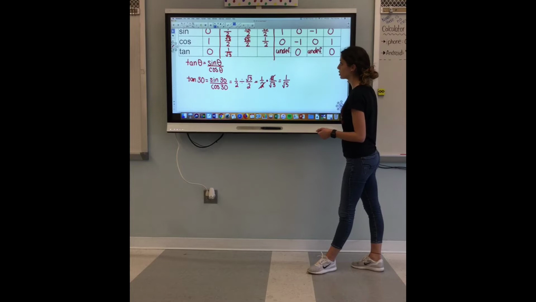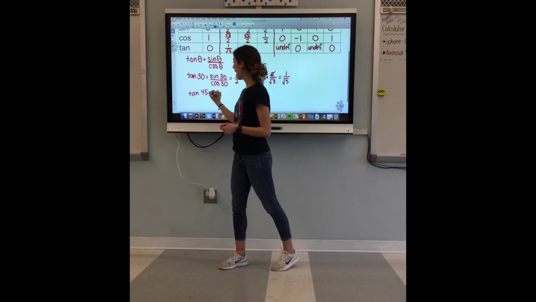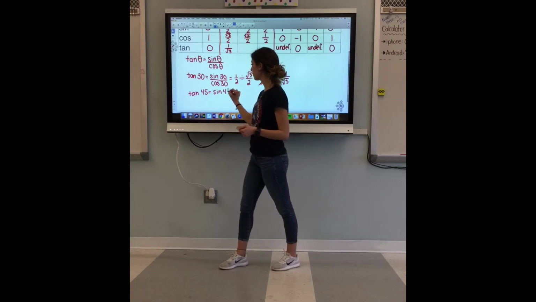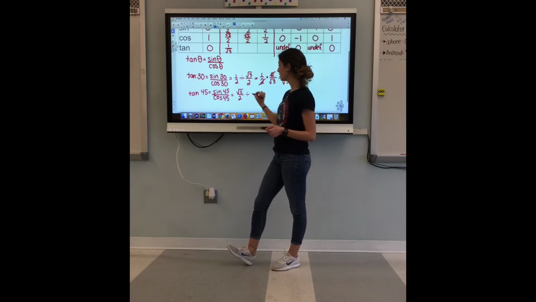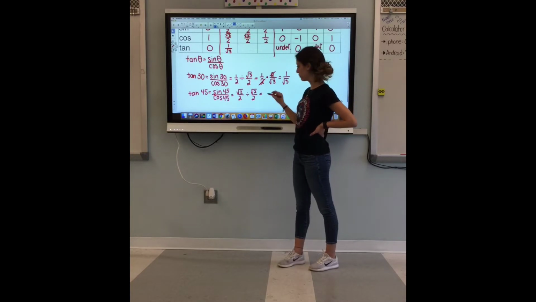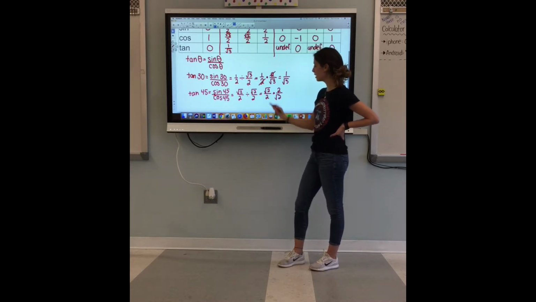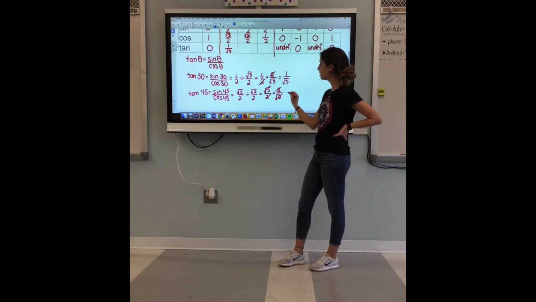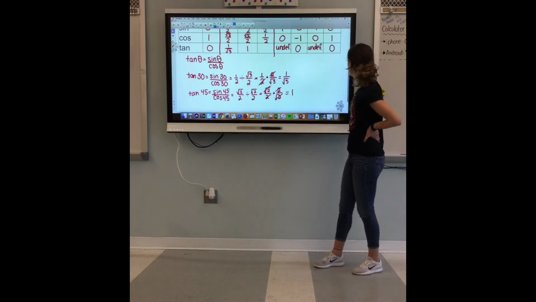So to find the tangent of 45, we have to do the sine of 45 divided by the cosine of 45, which is radical 2 over 2 divided by radical 2 over 2. We use keep, change, flip. Keep this, change to multiplication, flip the last one. Now everything actually crosses out here, which tells us this is equal to 1. So tangent of 45 is equal to 1.